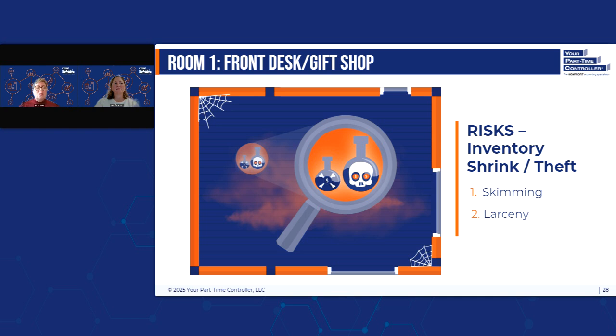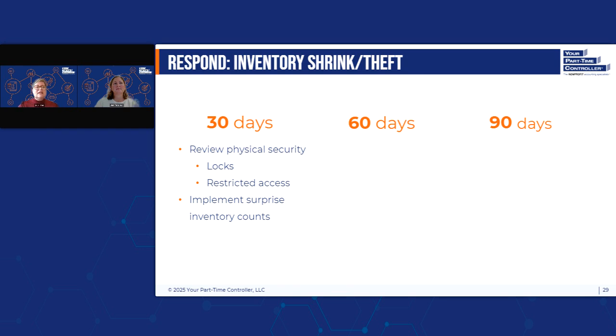So let's talk about what to do about inventory risk and how do we prevent and detect it. So for inventory, like our gift shop, in the first 30 days, you want to be thinking about prevention, reducing opportunity. So let's start with thinking about how the gift shop is laid out. Are there any blind spots? I'd also focus on implementing some surprise inventory counts. For inventories like museum collections or food banks, you also want to make sure that your physical security is top-notch. Are you locking up areas and restricting who has access?